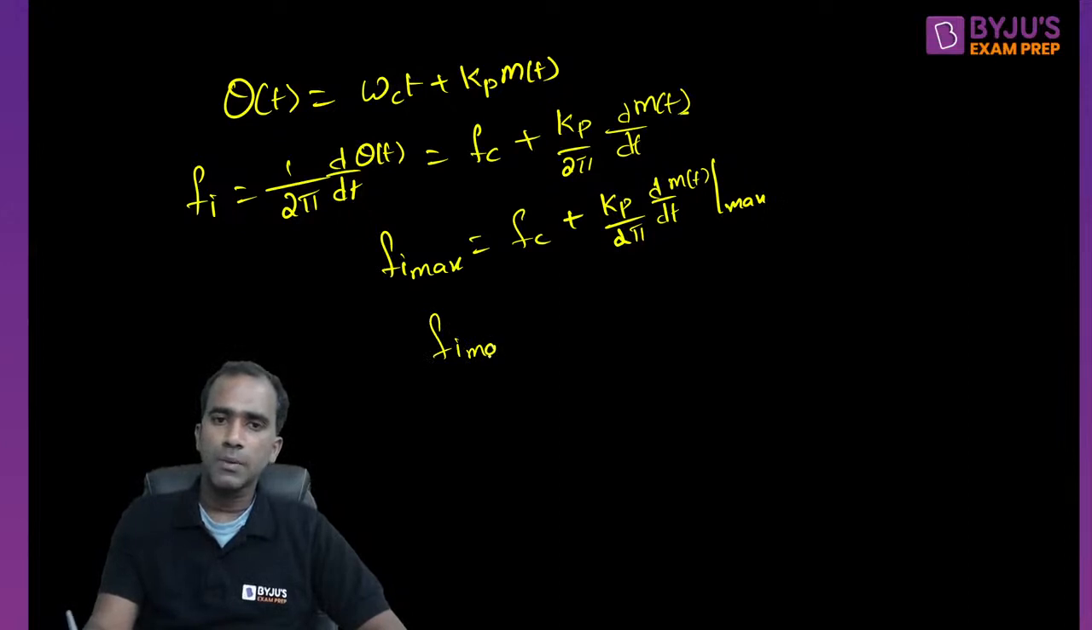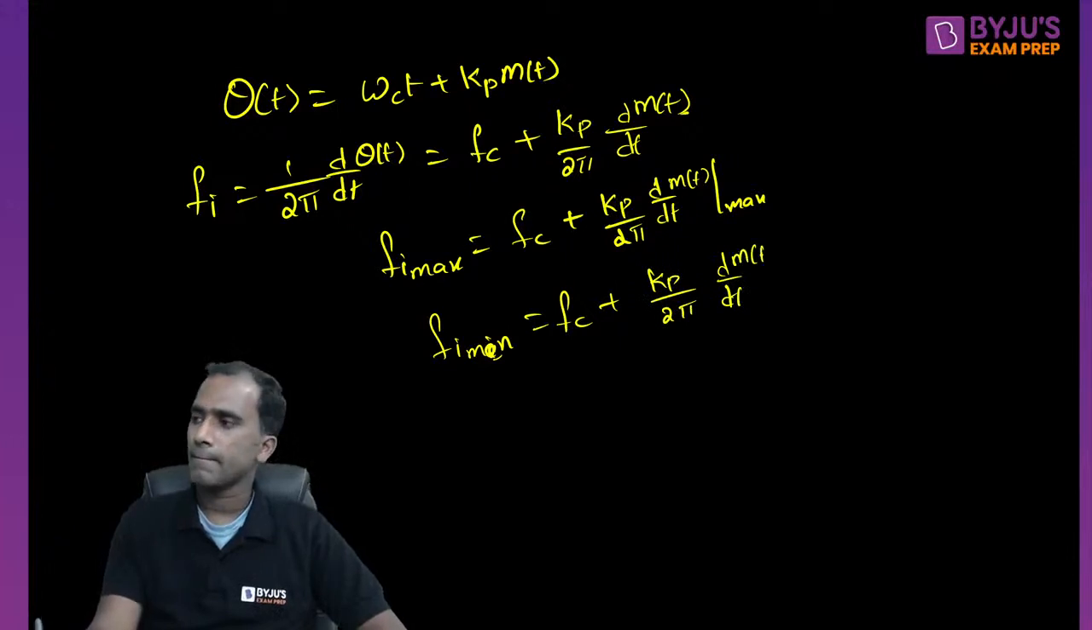Minimum instantaneous frequency. Minimum instantaneous frequency happens when d by dt of m of t is minimum. Okay.